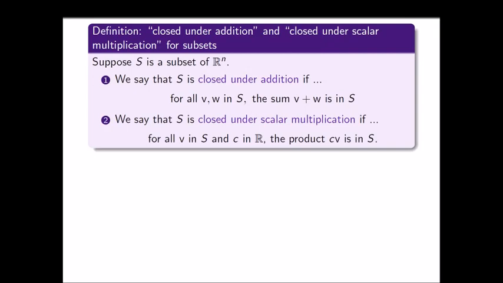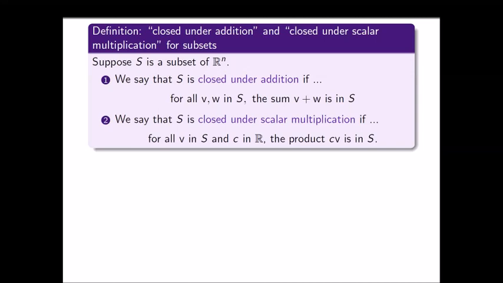Okay, so let's look at another definition. So suppose we have a subset S of Rn. We say that S is closed under addition if for any two vectors in S, their sum is also in S. So every time you have a pair of vectors in the subset S, the sum always belongs to S. So if that happens, we say that S is closed under addition. Now, similarly, we define closure under scalar multiplication. So we say that S is closed under scalar multiplication if for every vector in S and every scalar in the set of real numbers, the product is also in the set S.